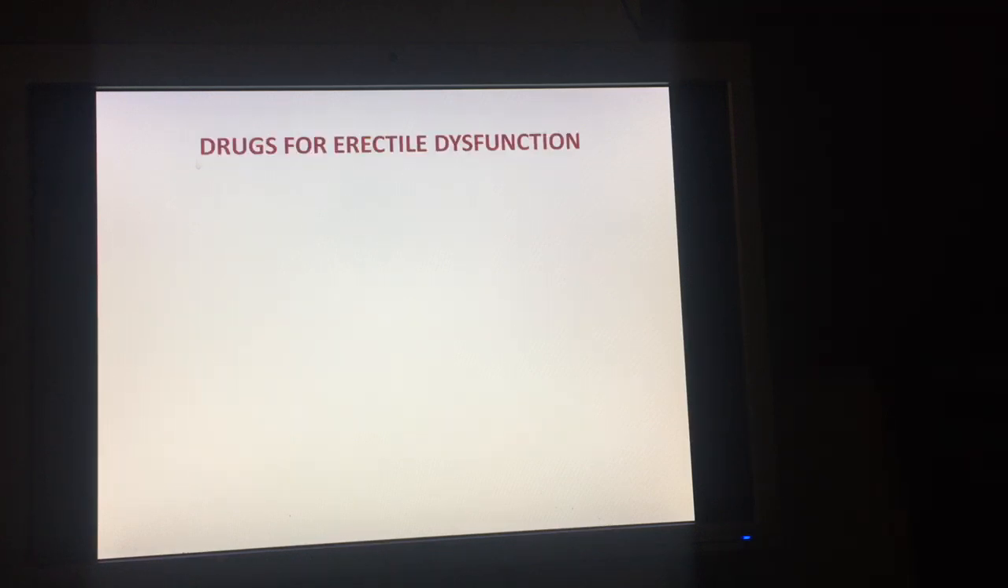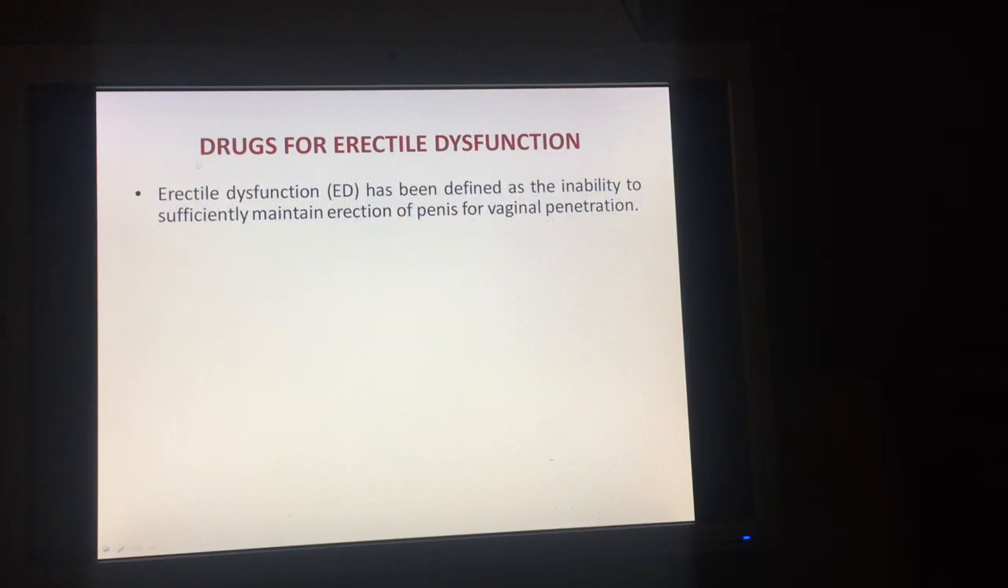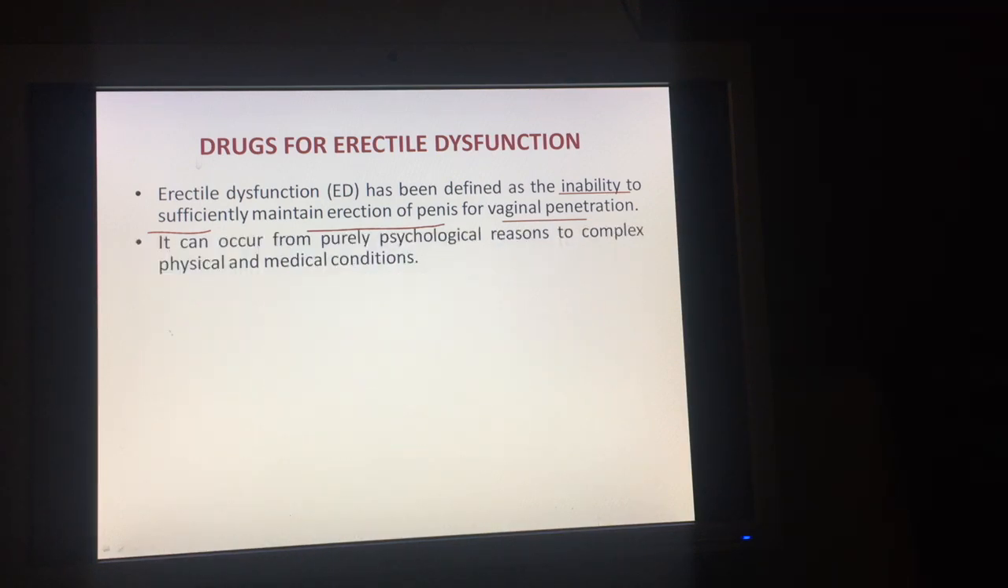Now erectile dysfunction is defined as the inability to sufficiently maintain the erection of the penis for vaginal penetration, and this can occur from various reasons. The reasons can vary from purely psychological reasons to complex physical and medical conditions.